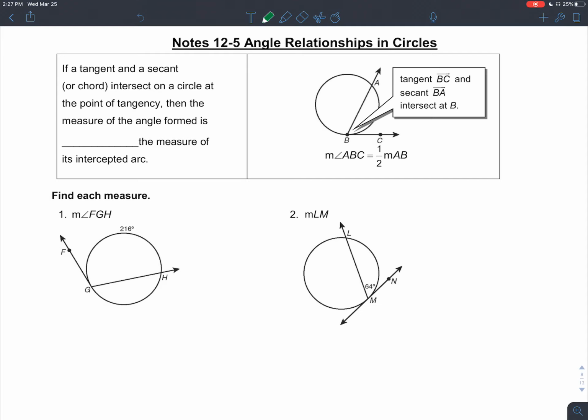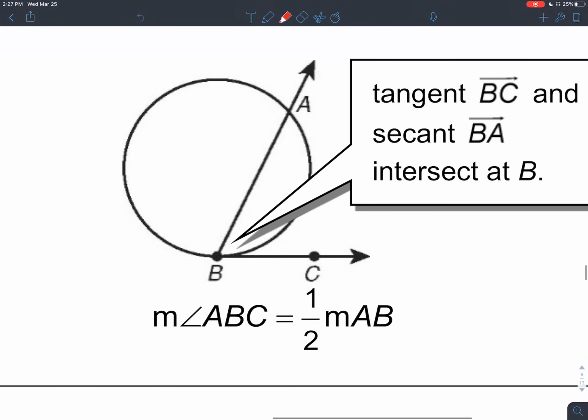So 12.5, just to go over some vocab here. Remember that we have a tangent line, which only touches the circle in one spot. We also have something called a secant line, that hits the circle in two different spots, but continues on forever. So when we have one tangent and one secant, we know that the angle formed right here is going to be half of this arc that is between the two lines.